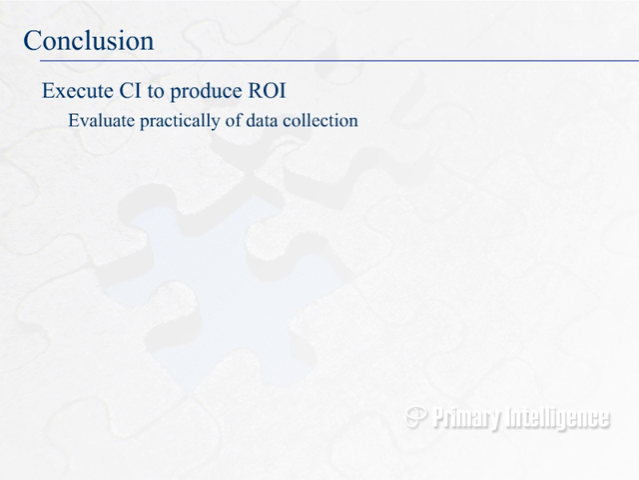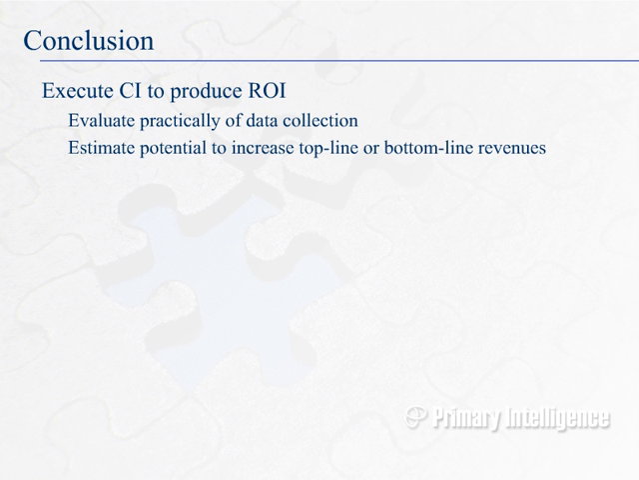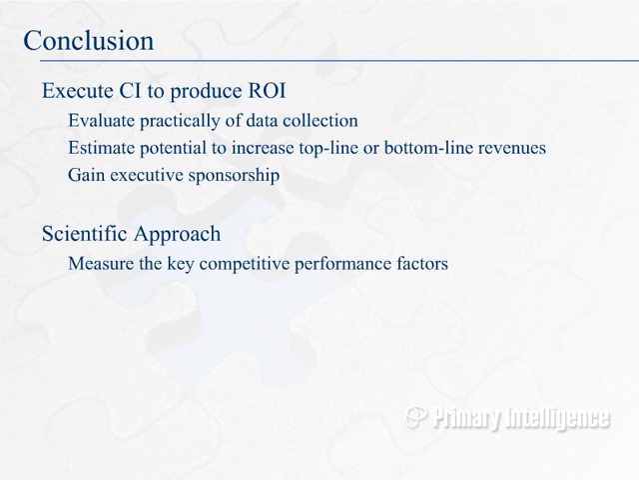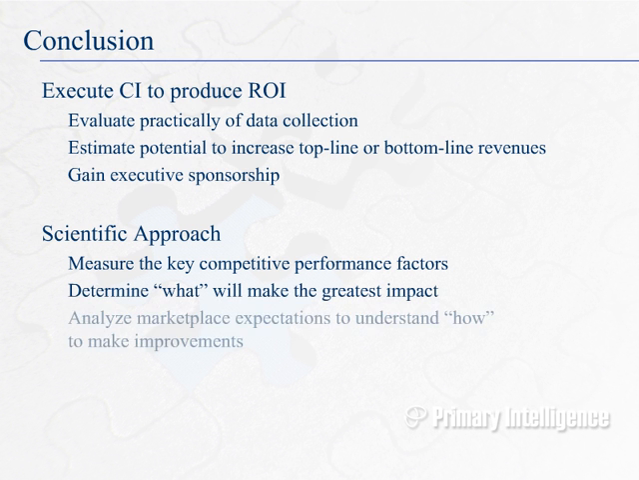In conclusion, you should be executing your competitive intelligence to produce ROI. Evaluate the practicality of gathering the data you need, estimate the potential to increase your top or bottom line revenues, and gain executive sponsorship. And use a scientific approach. Measure your key competitive performance factors, determine what will make the biggest difference, and then show how to make the improvements. If you can present data in that format, your executives will understand it, they will have a higher chance of incorporating it, and your competitive intelligence program will produce ROI.